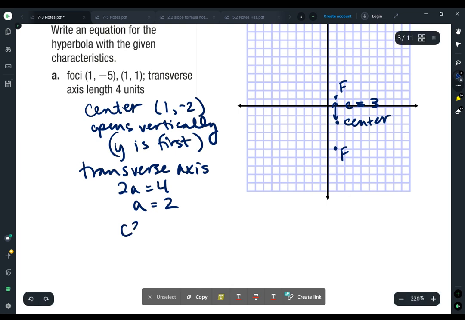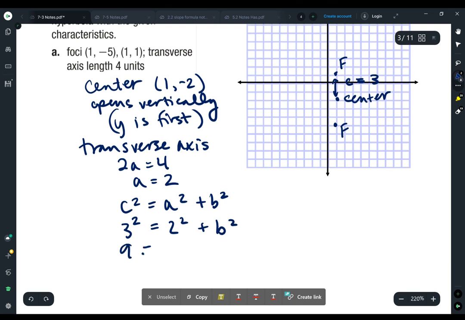So c squared equals a squared plus b squared. C is 3 and a is 2. So we're solving for b squared. So 5 is equal to b squared. And then we want to put this all together.